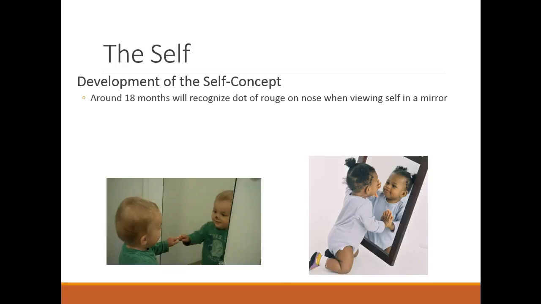We think that infants around 18 months will recognize this rouge on their nose when they're looking at themselves in the mirror. So we know that around 18 months, kids start to develop their sense of self-concept. By about 2 years, self-concept develops even more, and kids are able to use "I" or use their own name when they identify themselves in a photo.